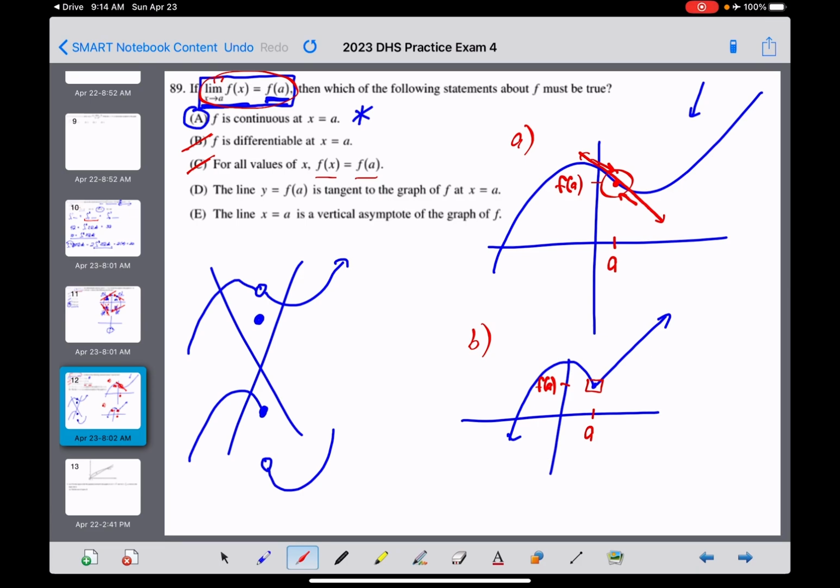D, the line y equals f of a is tangent to the graph of f at x equals a. Well, again here, guys, y equals f of a is a horizontal line going right through here. That's not a tangent. So there's a counterexample to D. And how about E? The line x equals a is a vertical asymptote of the graph, not in what I drew there in part A. So I think I've got counterexamples to B, C, D, and E, and that just kind of verifies my thought here that A is the correct answer for number 89.